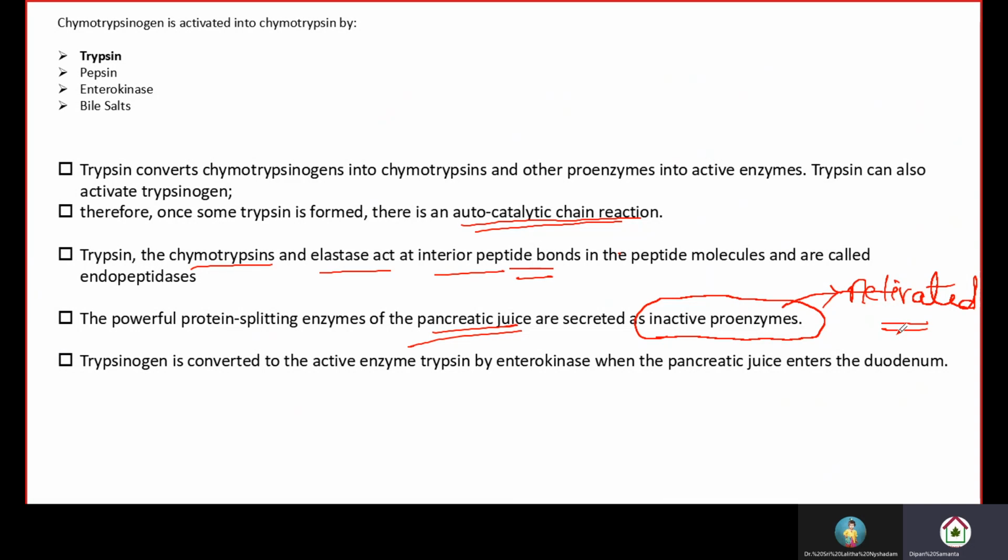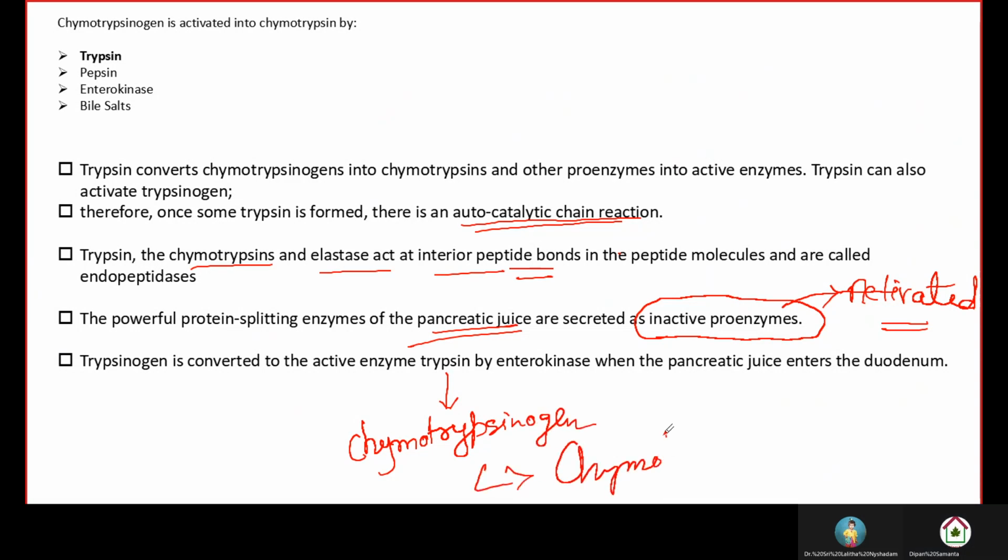Okay. So trypsinogen is converted to the active enzyme, that is trypsin, which in turn activates chymotrypsinogen into chymotrypsin. The trypsinogen is converted to active enzyme trypsin by enterokinase when the pancreatic juice enters the duodenum.